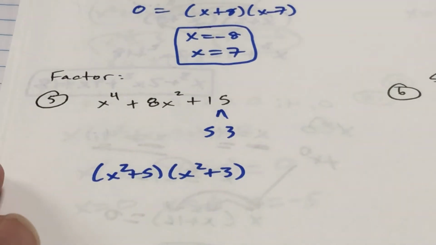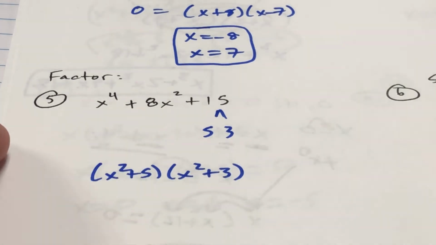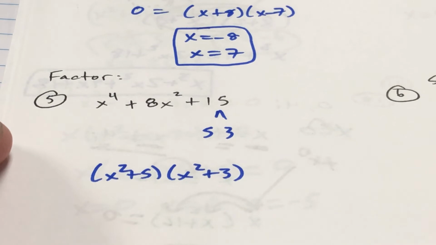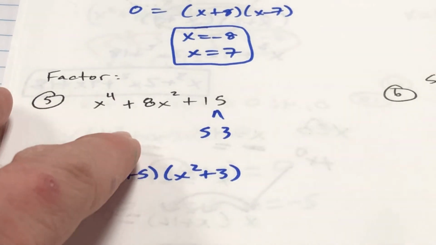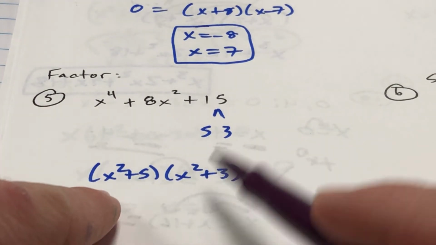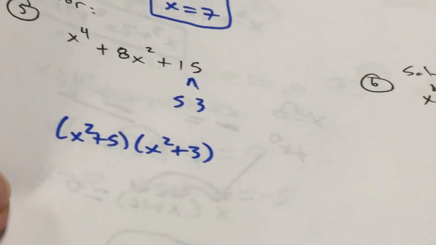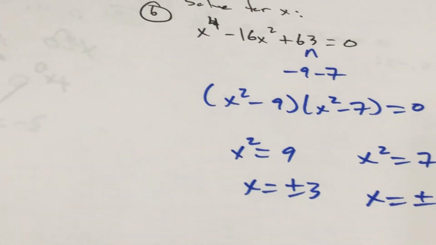All right, here we are, number 5. Factor, what multiplies to 15 and adds to 8? 5 and 3. Instead of saying x plus 5, x plus 3, if I have x to the fourth, it's got to be x squared and x squared. Again, you can always FOIL it out to check yourself.